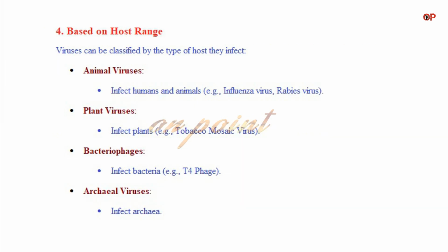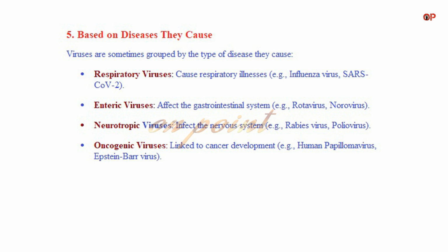4. Based on host range. Viruses can be classified by the type of host they infect. Animal viruses infect humans and animals, example influenza virus, rabies virus. Plant viruses infect plants, example tobacco mosaic virus. Bacteriophages infect bacteria, example T4 phage. Archaeal viruses infect archaea.